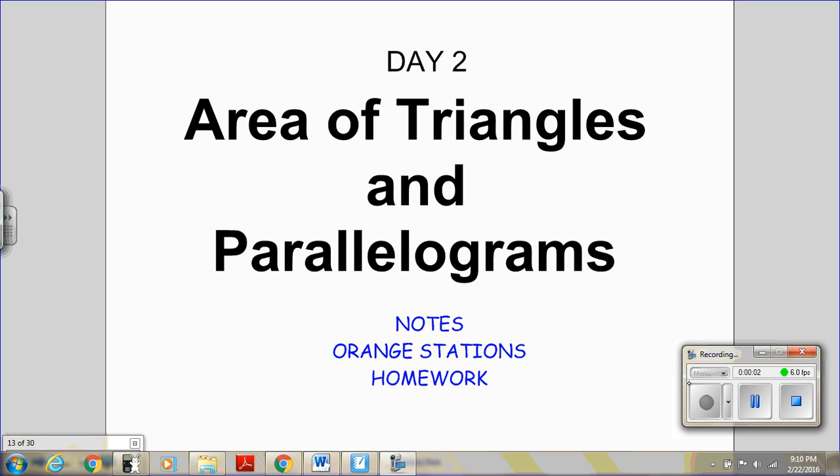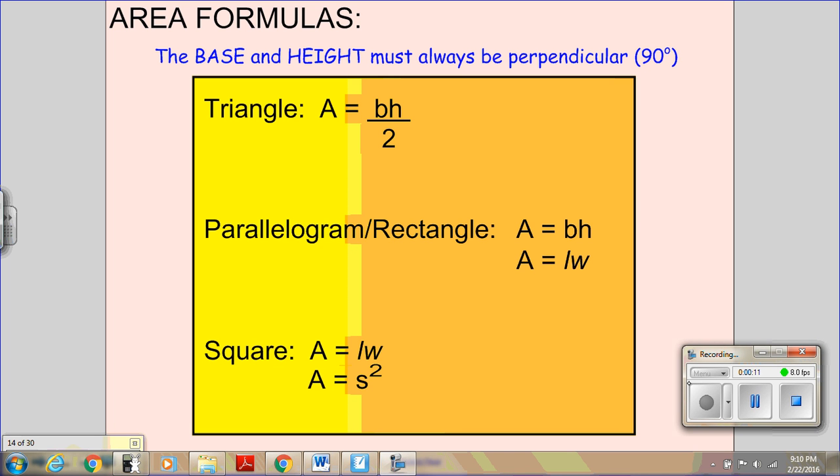Day 2 notes. Today we're going to talk about finding the area of triangles and parallelograms. Here are all the formulas we're going to need today. It would be so much easier to memorize them, but I believe they're all located on the formula chart.